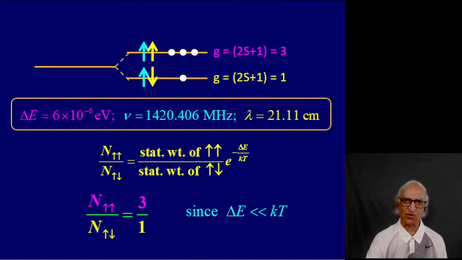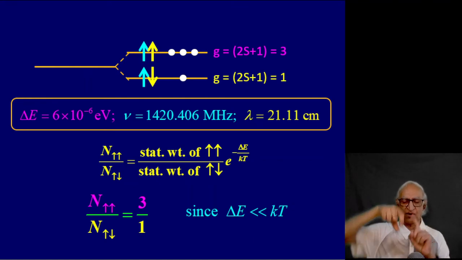So I want you to appreciate that in interstellar space, there are lots of hydrogen atoms. 3/4 of them will be in the upper level, and 1/4 of them will be in the lower level. What upper and lower level? These are the hyperfine split levels of the ground state of the hydrogen atom. The ground state, n equal to 1, which in Bohr's theory has a unique energy of minus 13.6 electron volts, has been split into two levels because the electron and proton spin can be either parallel or anti-parallel.